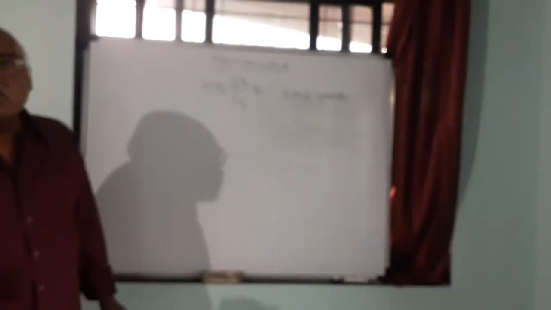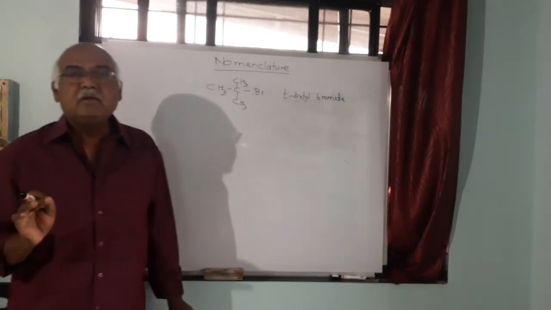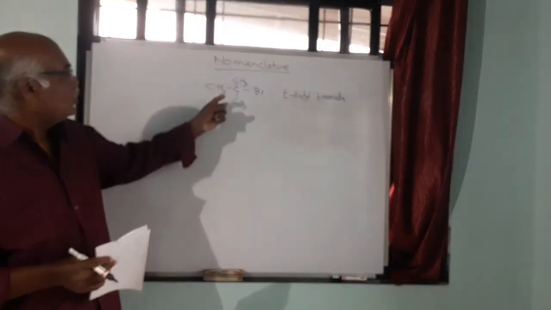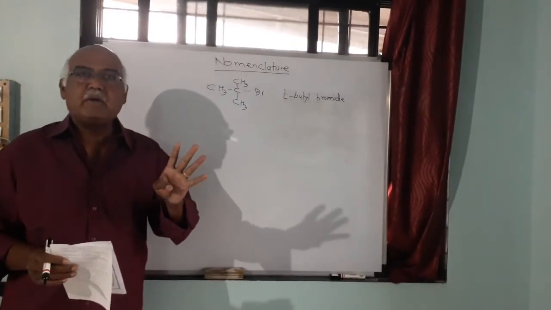Okay. Now in the IUPAC system, what is done? We have to see the number of carbon atoms. Now if you look at this particular example, you will find that there are overall 4 carbon atoms.